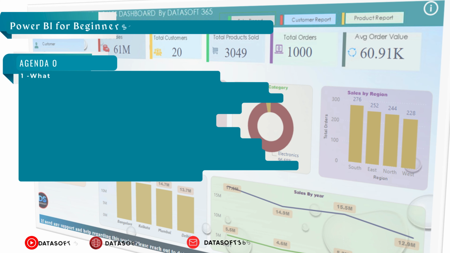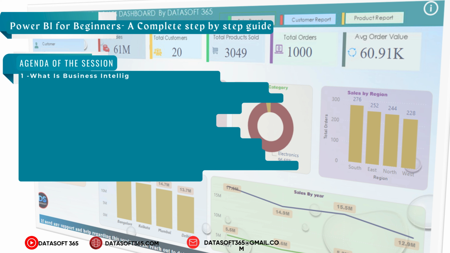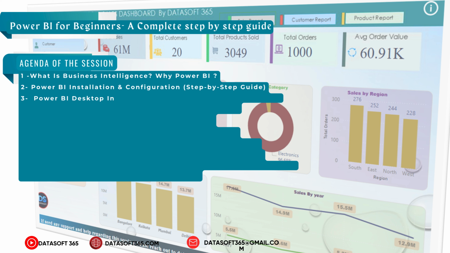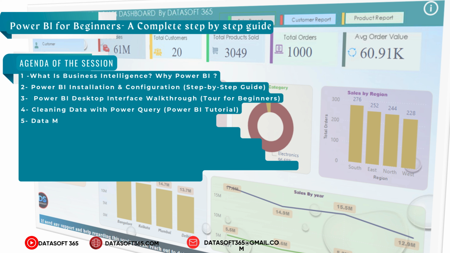So before we start our session, let's go through the agenda of this Power BI session. First, we'll discuss what is business intelligence and why we need Power BI. Then we will learn how to install Power BI and configure it in a local system, and what the system requirements are. Then we will go through the Power BI Desktop interface, where we will learn how to use Power Query, how to model in Power BI, how to create visuals in Power BI, and how to publish from Power BI Desktop.